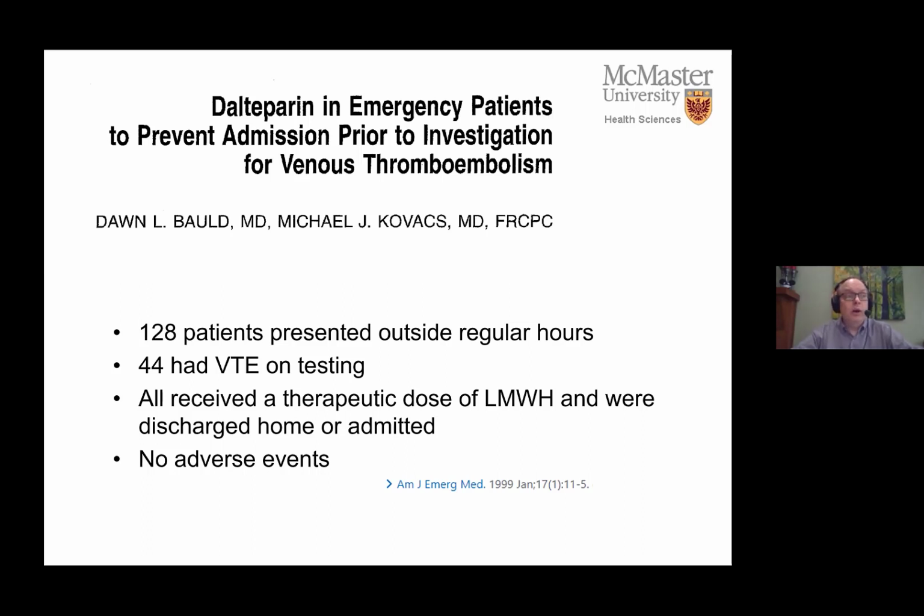And in 2021, there's no reason why you couldn't have a patient show up in the emergency department at 7 o'clock at night. Ultrasound isn't available till the next morning. There's no reason why you couldn't send them home with a couple of days of rivaroxaban or apixaban at usual therapeutic doses and get them back for testing on the next day.